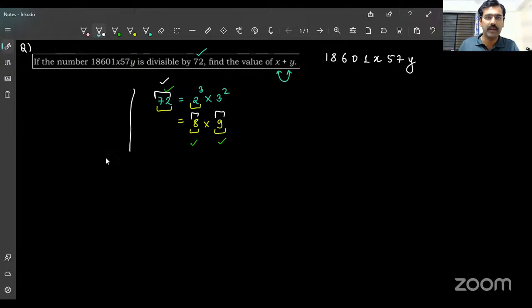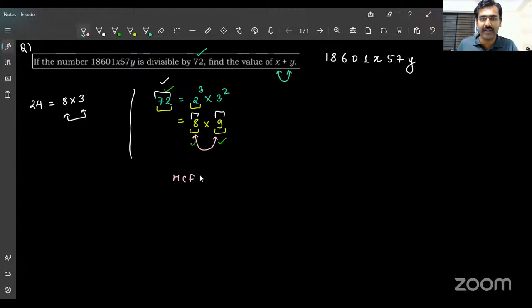For example, had I been given the number 24, how do I develop a rule for 24? So 24 is nothing but 3 into 8. So I could have said that 8 and 3 are two co-prime numbers. I hope you understand co-prime. Co-prime numbers means that there is nothing common between these two numbers. That means their HCF should be 1.